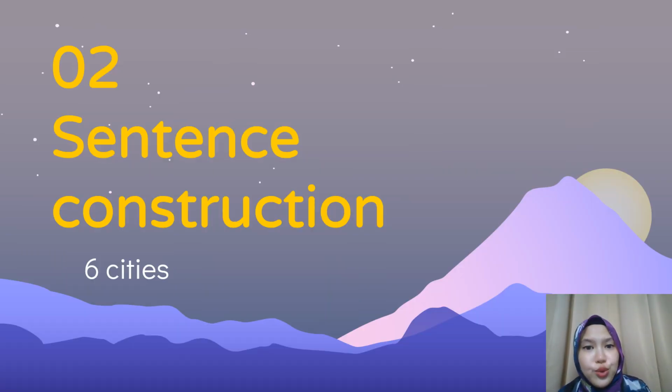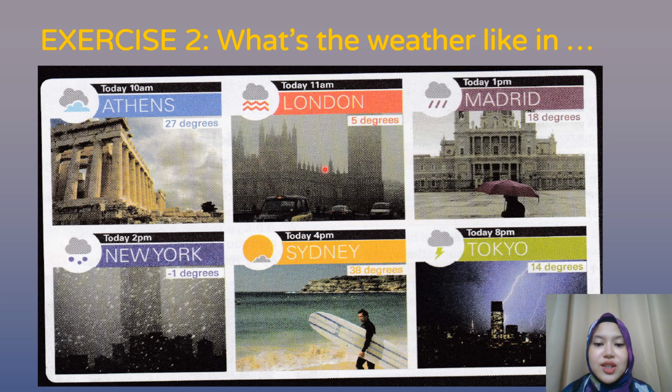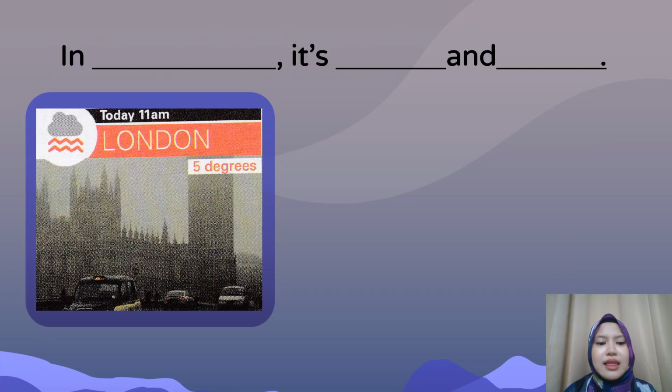Okay, let's do the second exercise. Sentence construction, bina ayat. Okay, about 6 cities. Cities mean bandar. Okay, so about 6 places. Okay, so these places are given. Okay, this is in your textbook. Okay, so the question asks, what's the weather like in... Okay, cuaca macam mana in these places. Okay, and macam mana nak jawab? How is it? Okay, there is an example given in your textbook, so we'll go through.